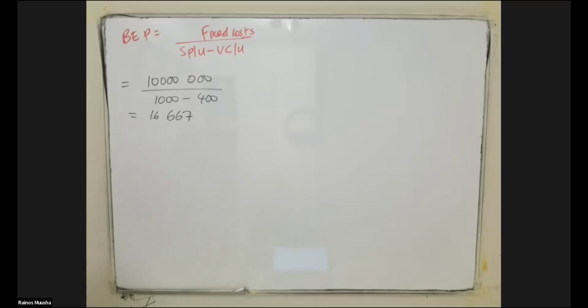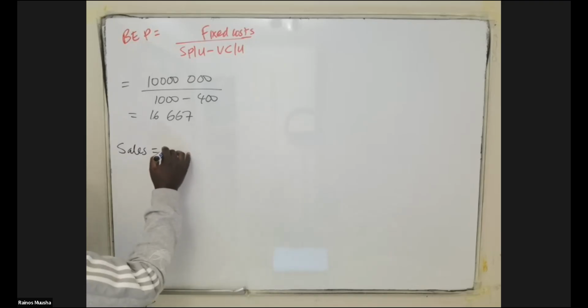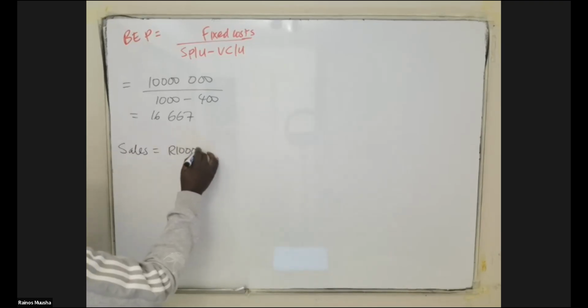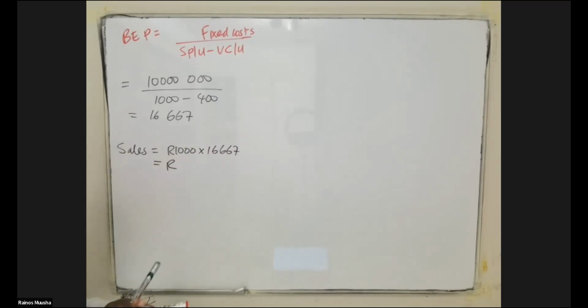Also, out of interest, how much sales revenue do we need to generate for us to break even? We are selling at 1,000 rand per unit, and we're selling 16,667 units. So how much in sales revenue? It is 16,667,000.